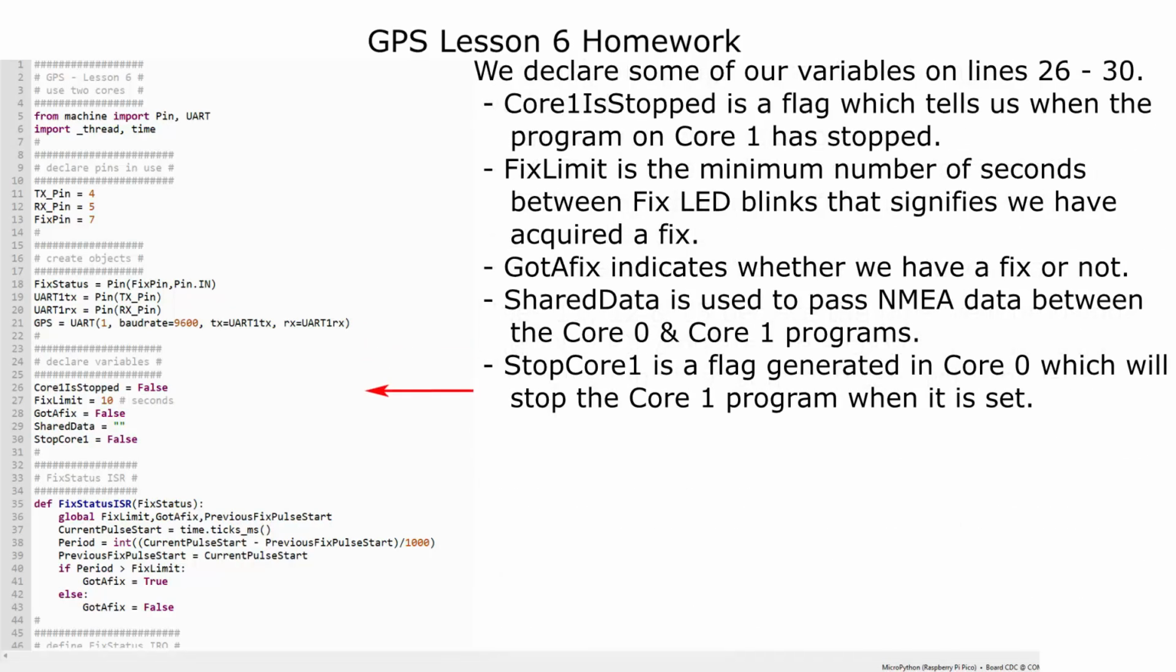We declare some of our variables on lines 26 to 30. Core 1 is stopped is a flag which tells us when the program on Core 1 has stopped. Fix limit is the minimum number of seconds between fix LED blinks that signifies we have acquired a fix. Gotta fix indicates whether we have a fix or not. Shared data is used to pass NMEA data between the Core 0 and Core 1 programs. And stop Core 1 is a flag generated in Core 0 which will stop the Core 1 program when it is set.